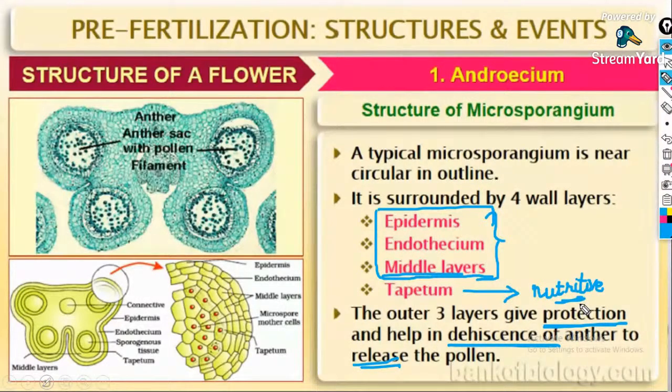So these are the four main wall layers of the anther or microsporangium: epidermis, endothecium, middle layers and tapetum. The first three layers contribute towards the dehiscence of anther and also protection, and the last layer, the tapetum, helps in the nourishment of the developing pollen grain. Very important.